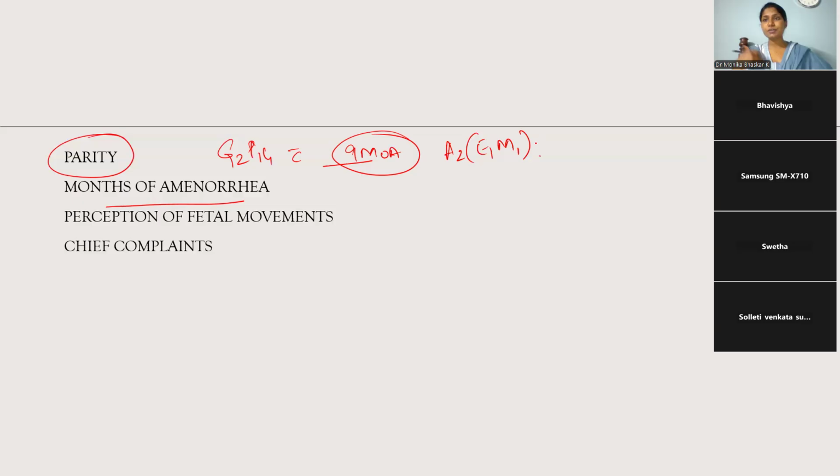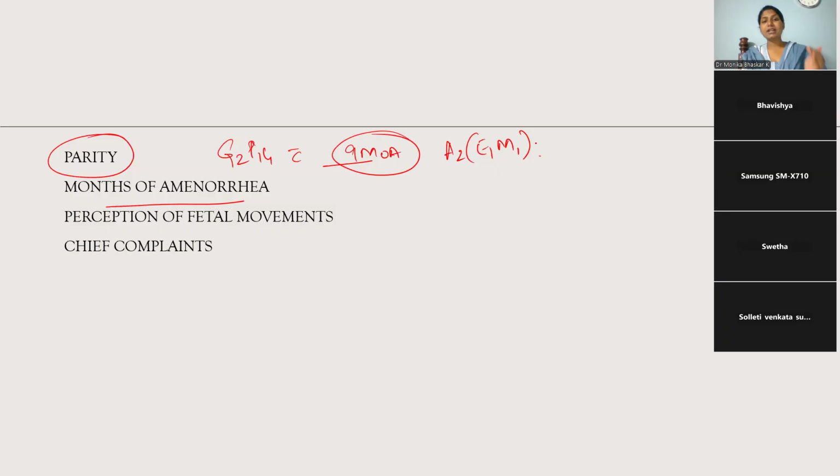So what is gravida? It is the total number of conceptions, including the present pregnancy, irrespective of the period of gestation. So that is gravida. So you have to speak about the definitions like a definition. So then she comes with 9 months of amenorrhea.